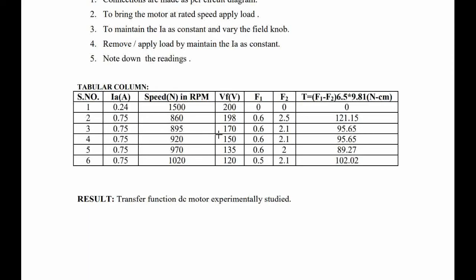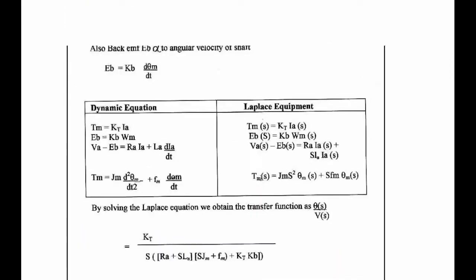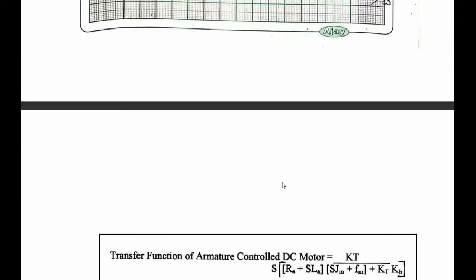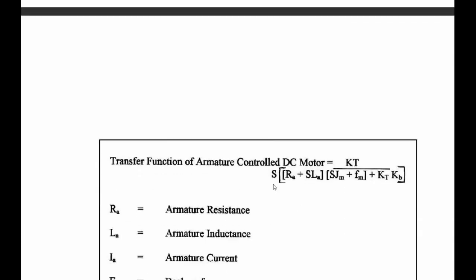So finally, we will substitute the corresponding values into the transfer function, KT upon S into RA plus S into LA. We have already determined RA, LA, KB and KT. So substituting the corresponding values in this equation, finally we will get the transfer function of a DC motor.